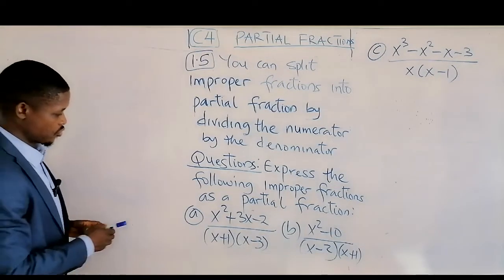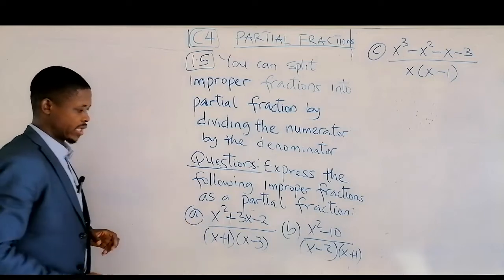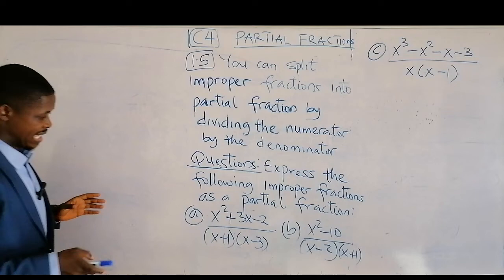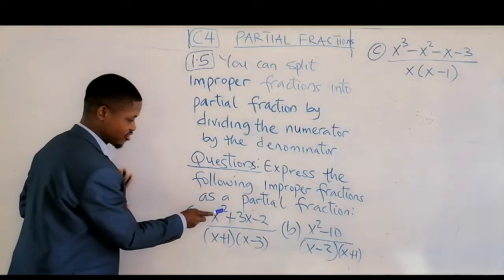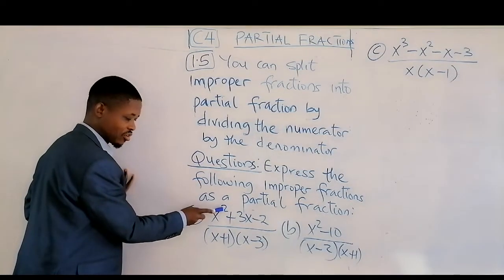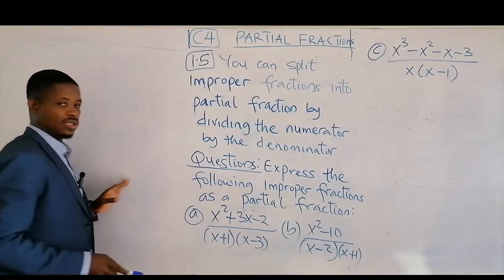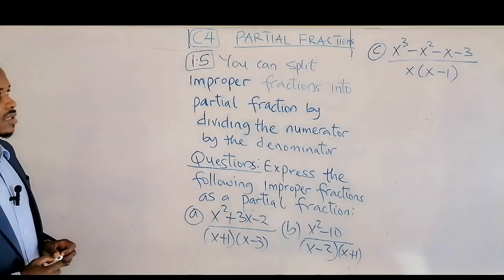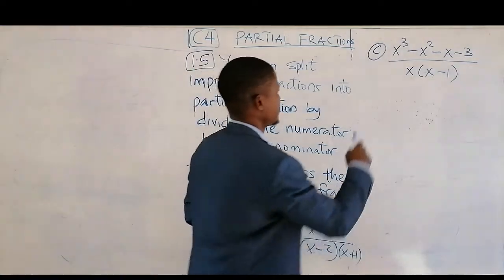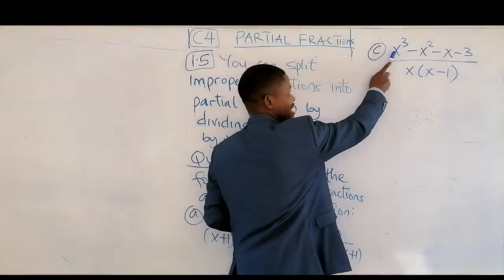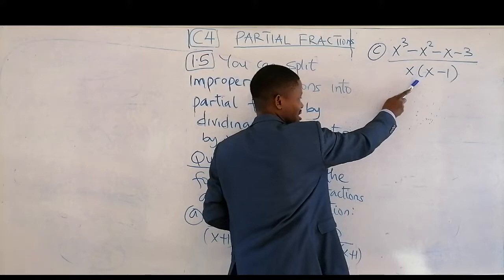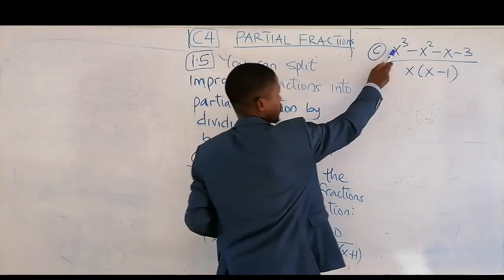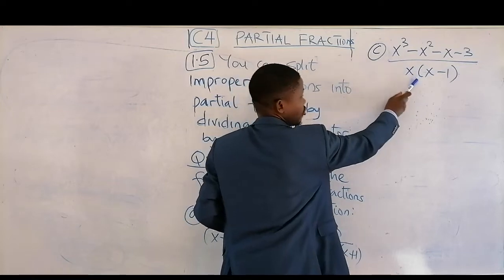If you look at the following questions we have here, improper fractions are of two cases. You can have the power of the numerator and denominator being equal. That's one case. The second case is when the power of the numerator is greater than the denominator. This one is a polynomial of power 3, and this one is a polynomial of power 2.